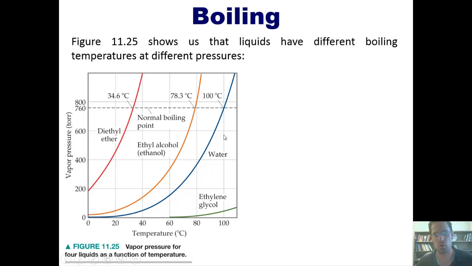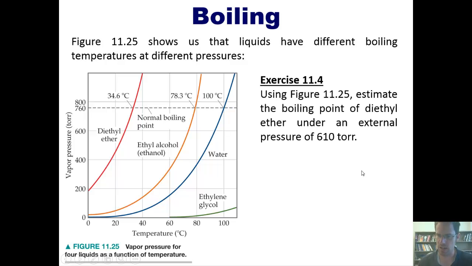We can see something similar for water. At 1 atmosphere pressure, water boils at 100 degrees Celsius. At close to half that, around 400 torr, it looks like the boiling temperature of water goes down to around 80 degrees Celsius, give or take a little bit. Which begs the question, using this figure, estimate the boiling point of diethyl ether under an external pressure of 610 torr. I'm not going to answer this for you, but we'll invite you to do it on your own.